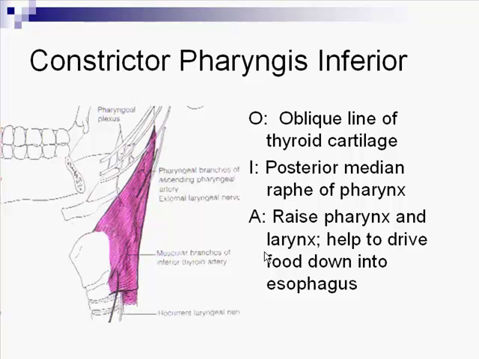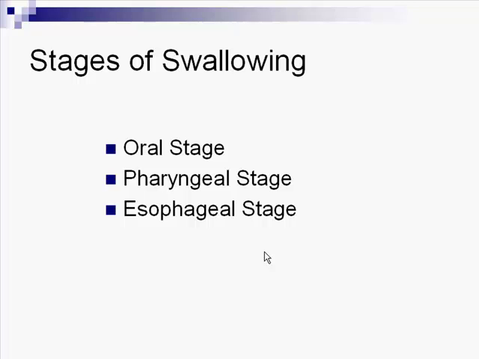Constrictor pharyngeus inferior: origin, the oblique line of the thyroid cartilage, insertion posterior median raphe of the pharynx, and its action is to raise the pharynx and the larynx. We've talked about this in the past, but you may want to look on page 25 of your learning guide for a good explanation of the stages of swallowing.